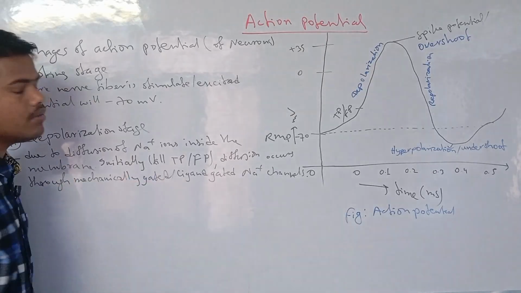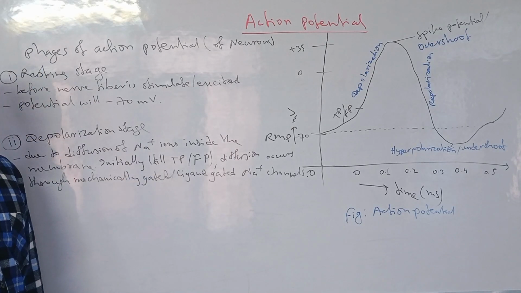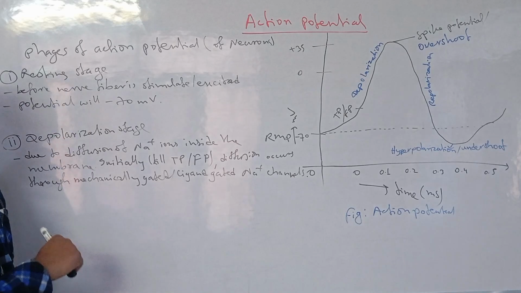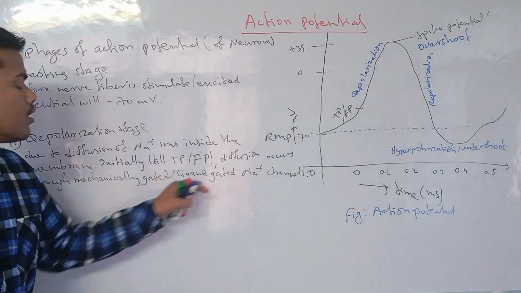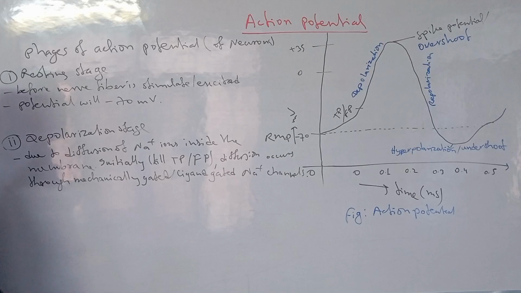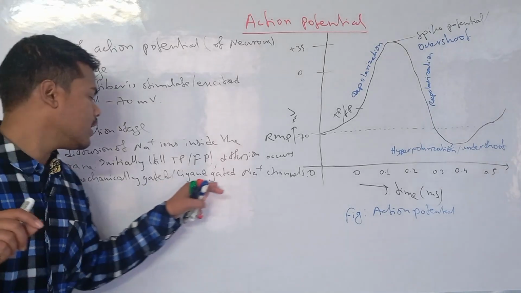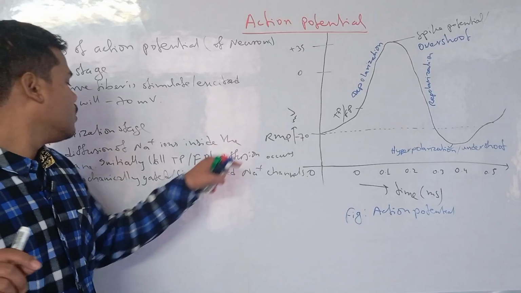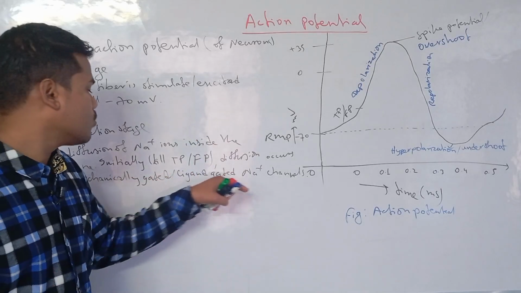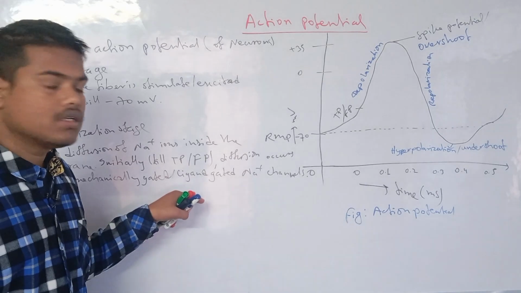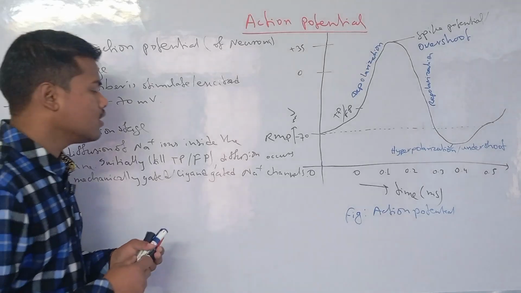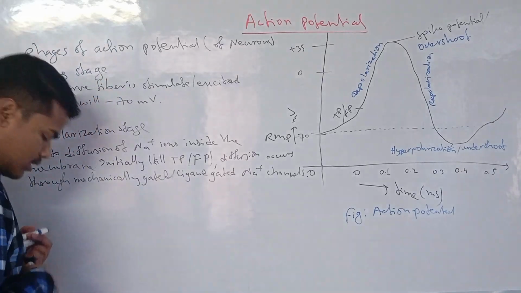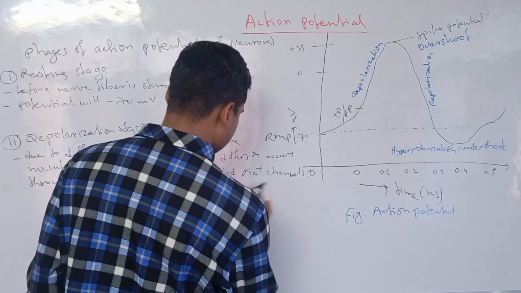Mechanically gated means what? If you give any mechanical stimulus like pressure or fine touch, this is your mechanical stimulus. In that case the initial diffusion will occur through the mechanically gated channels, and ligand gated channels, like at the synapse.